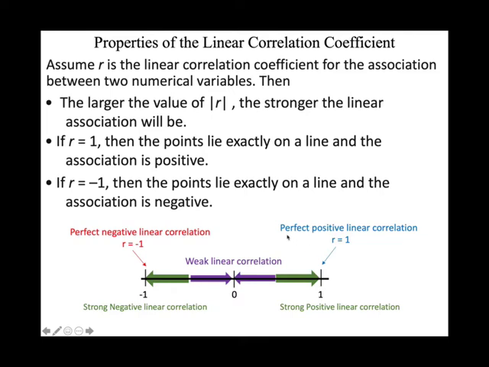So you could see this is going to be perfect when your R equals +1 or -1. If you are close to +1 or -1, we're going to call that a strong linear correlation. But if you are really close to 0, then we say there is a weak linear correlation. If your R equals 0, that is a nonlinear correlation.